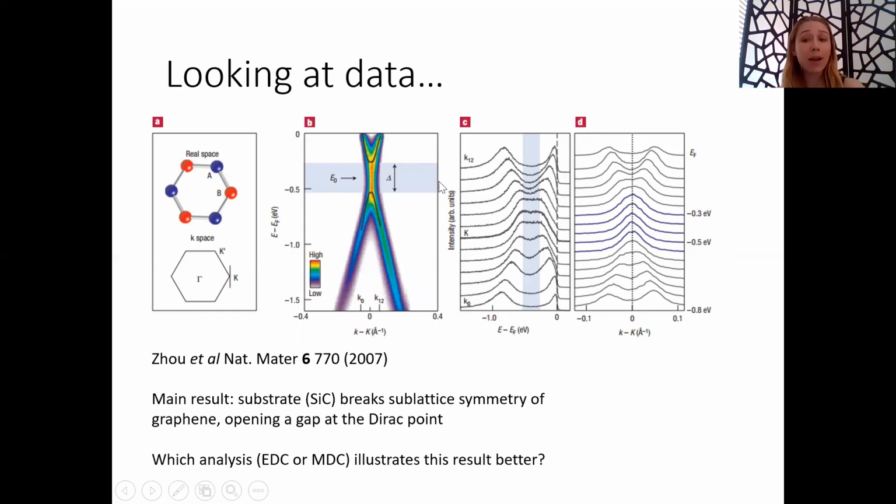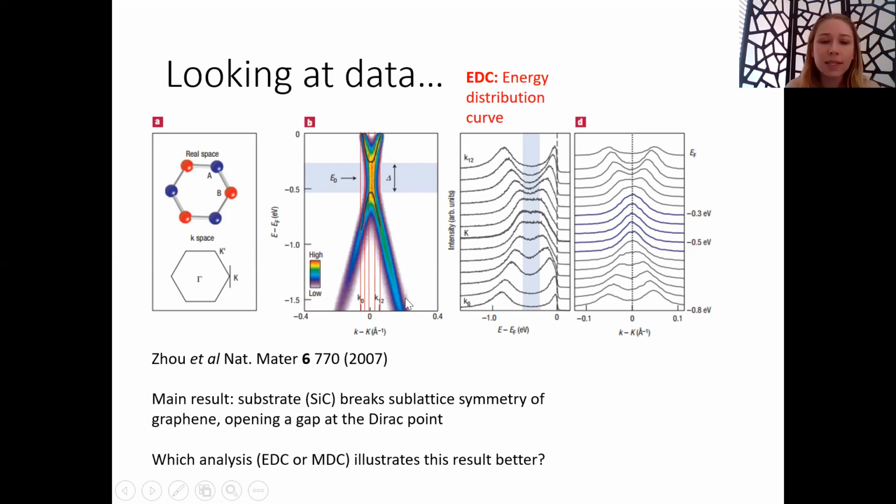So the way that graphene was created was a trick that was found. You basically take silicon carbide and cut it at a specific angle, and then you heat it up. When you heat it up, the silicon evaporates, leaving behind carbon, and you end up with graphene. You end up with several layers that are fairly decoupled from one another. In this work, I want to illustrate two ways of slicing up ARPES data.